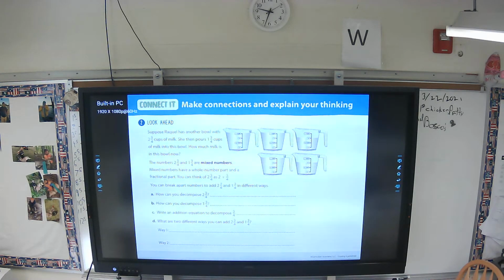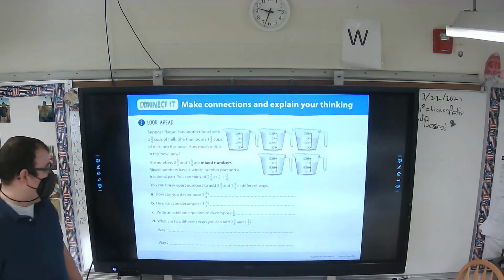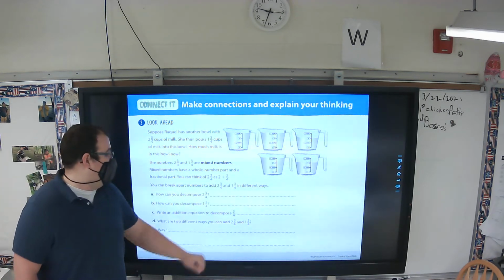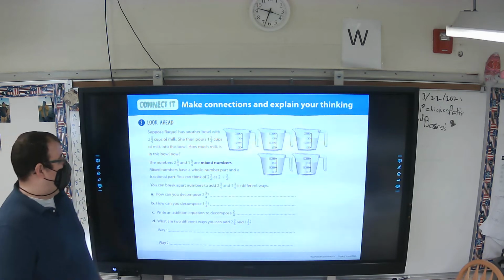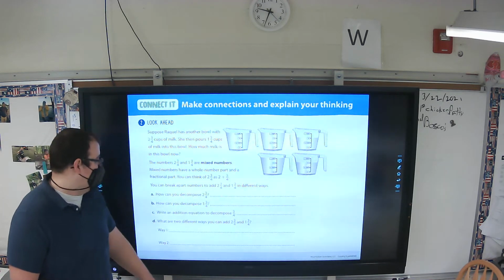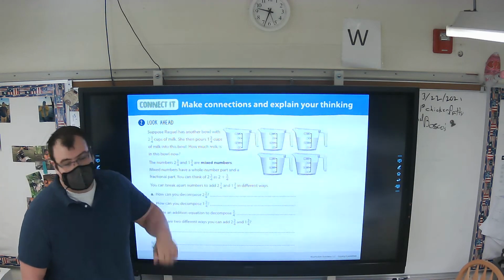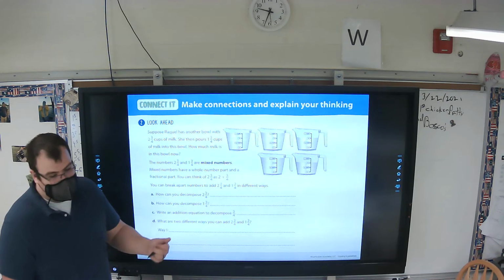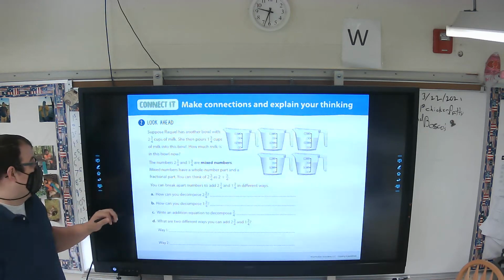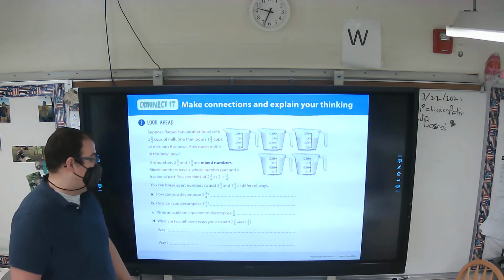So, the numbers 2 3/4 and 1 3/4 are mixed numbers. Mixed numbers have a whole number part and a fractional part. You can think of it like this. You have 2 3/4 as 2 plus 3/4, right? You're adding a whole number to a fraction. You can break apart numbers to add 2 3/4 and 1 3/4 different ways.